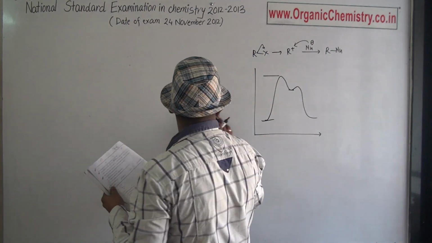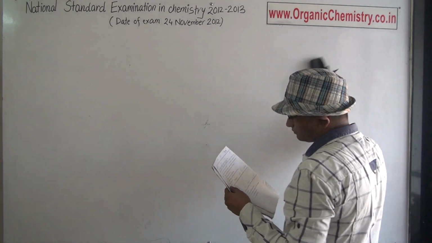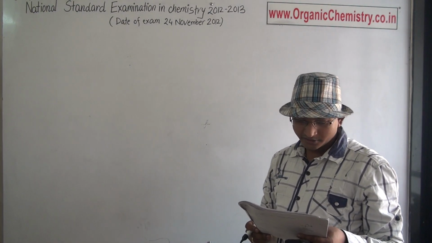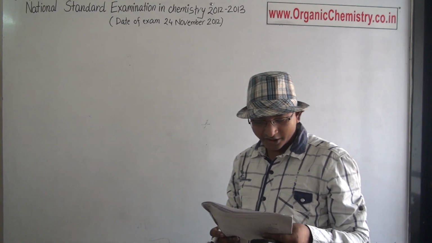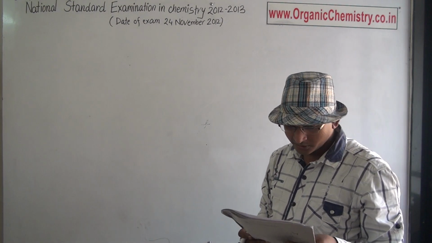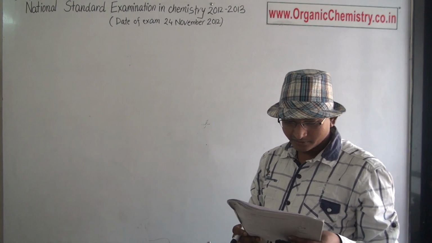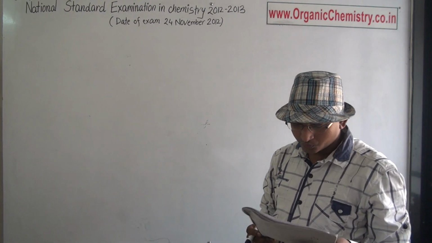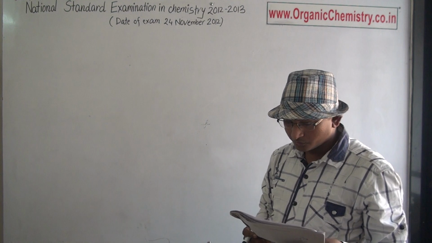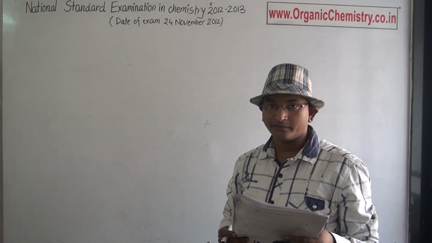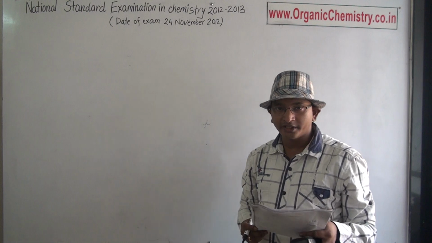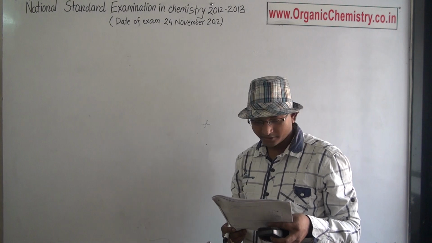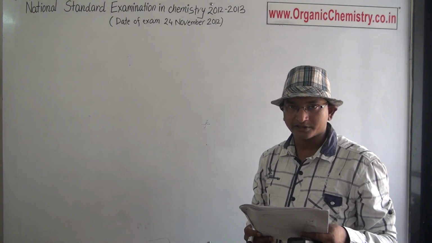Next is Tollens reagent. They have given the first option Ag2O, second option silver ammonium nitrate [Ag(NH3)2]+, third Cu2O, and fourth [Cu(OH)4]2-. And we know that Tollens reagent is silver ammonium nitrate. So the answer will be B, [Ag(NH3)2]+.